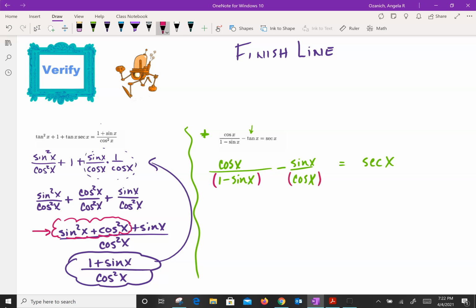Get a common denominator. That's going to mean multiplying this fraction by cosine x over cosine x. That's going to mean multiplying this fraction by 1 minus the sine of x over 1 minus the sine of x. Okay, take it from there and see how you can finish it out. Remember, you're shooting for the finish line right here. This is your finish line, making everything look like the secant of x. All right, good luck.